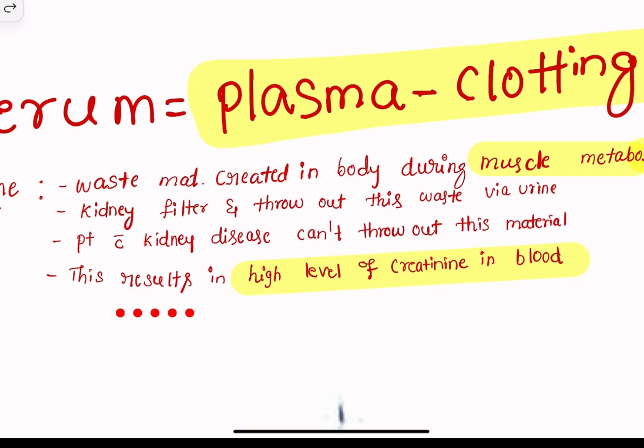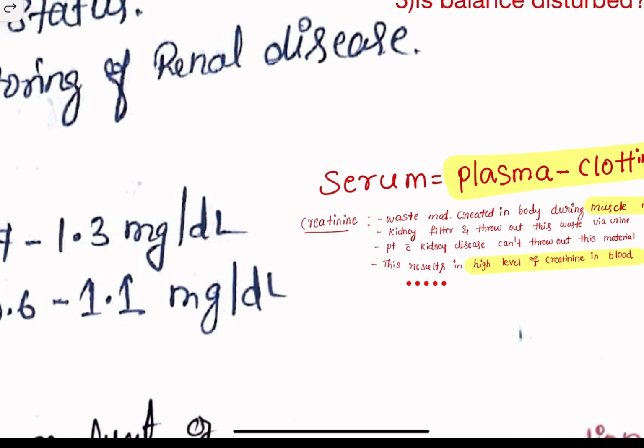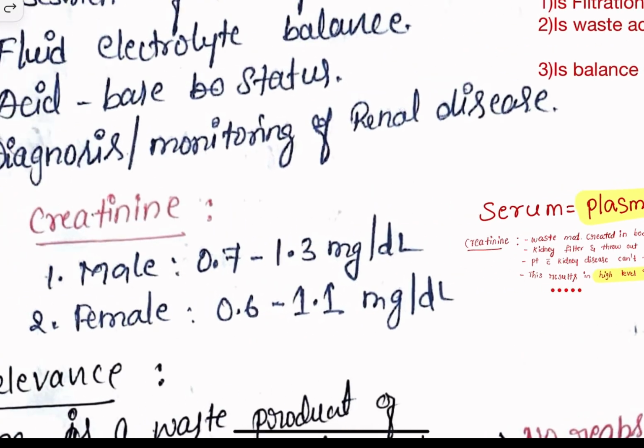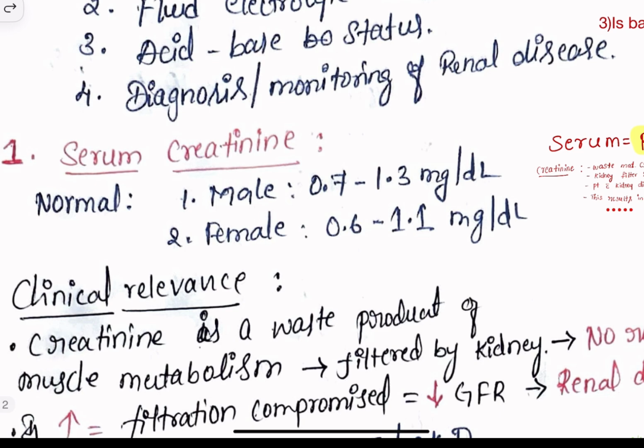Patients with kidney disease can't throw this material out of their body. This results in a high level of creatinine in the blood. A higher level of creatinine in the blood can cause something more dangerous to the kidney. So let's learn the normal values of serum creatinine level. In males, the normal value is 0.7 to 1.3 mg per dL. In females it is 0.6 to 1.1 mg per dL.